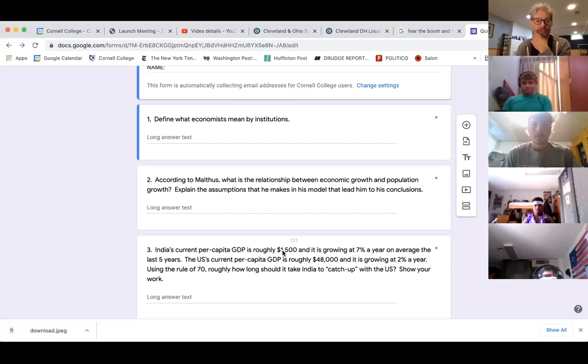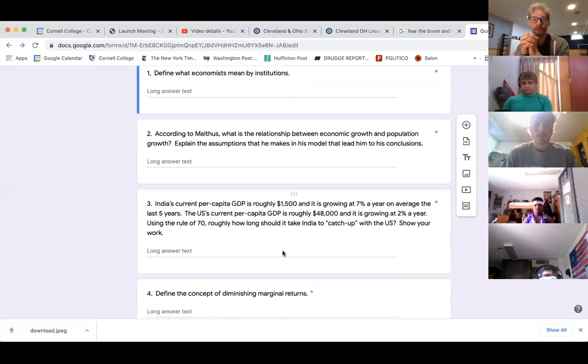Okay, question number two. According to Malthus, what's the relationship between economic growth and population growth? Malthus predicted that as population got bigger, standards of living would fall, right? In other words, as population got bigger, our economic growth would fall. What was the assumption behind this? Malthus assumed that capital and technology were fixed. And so it was only a matter of how much land you had per person. And obviously that was a big mistake, is that production is a lot more than just land and people, but it's about physical capital, human capital, and technology. And those are the things that Malthus forgot about.